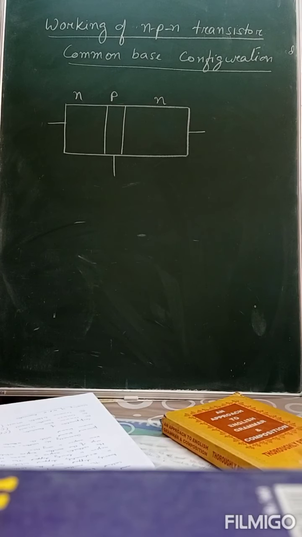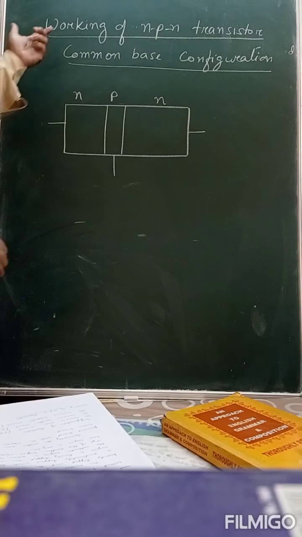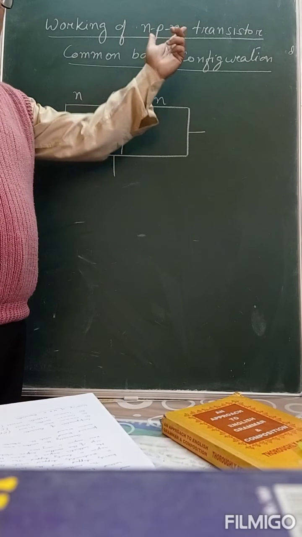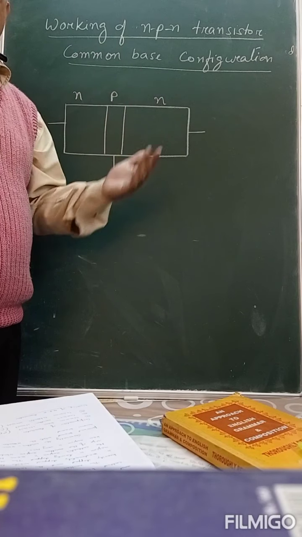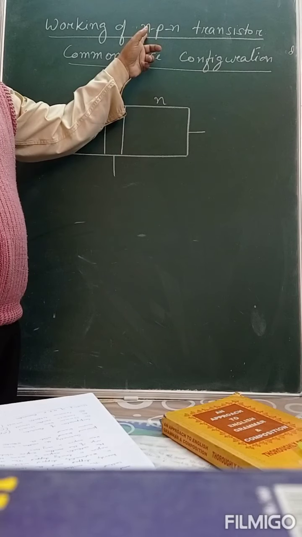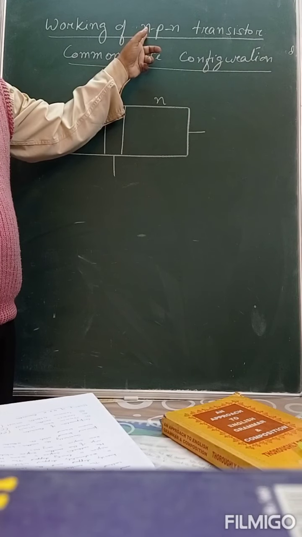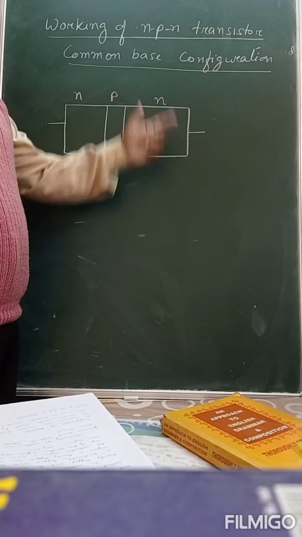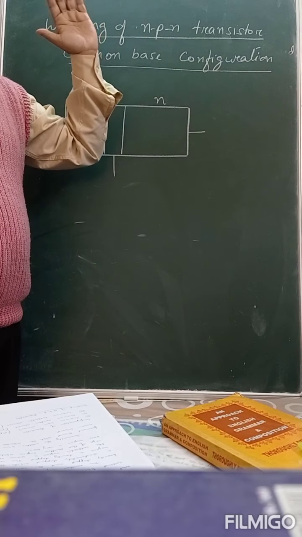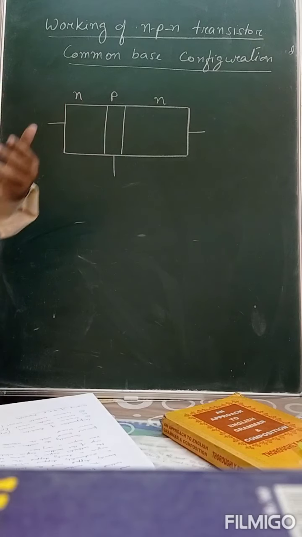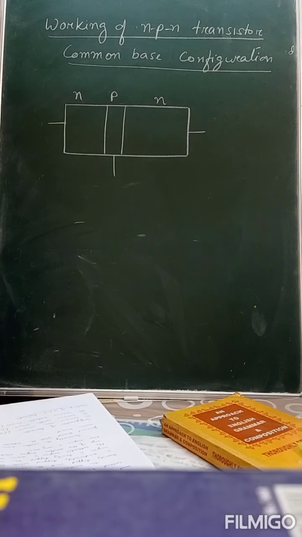Now we are going to study the working of the NPN transistor. There is another type of transistor, PNP. Their workings are almost identical. The only difference is that in an NPN transistor the majority charge carrier is electrons, and in a PNP transistor the majority charge carrier is holes. That means in an NPN transistor, electrons move from one junction to the other. In PNP, holes move from emitter to collector.